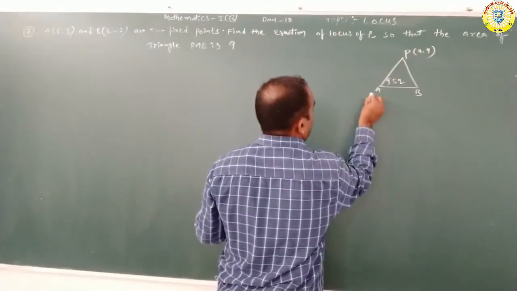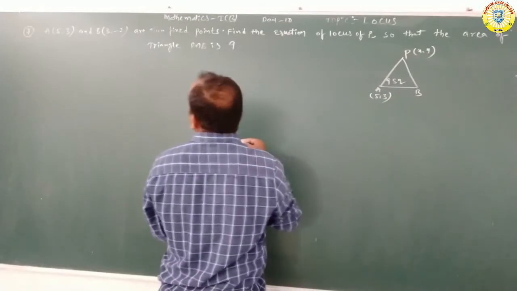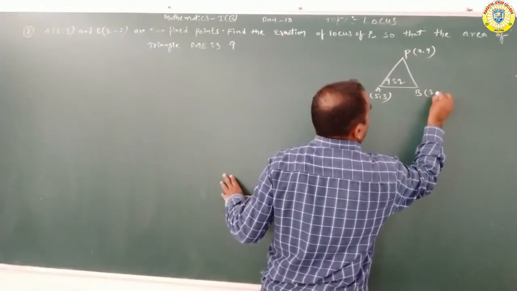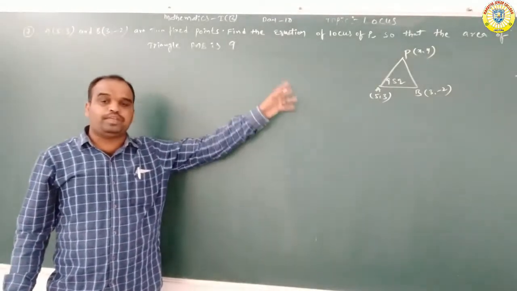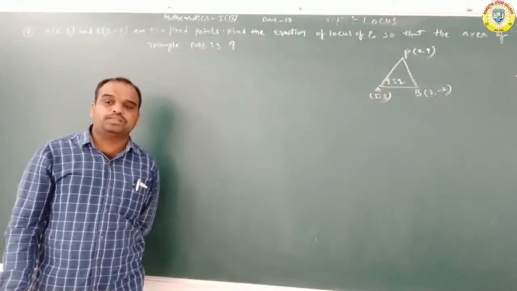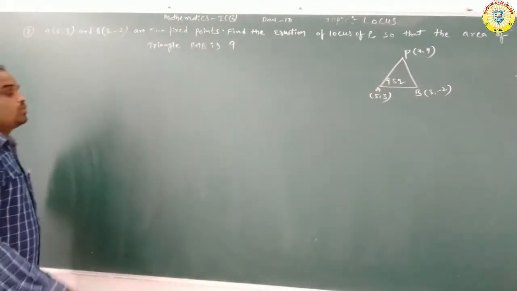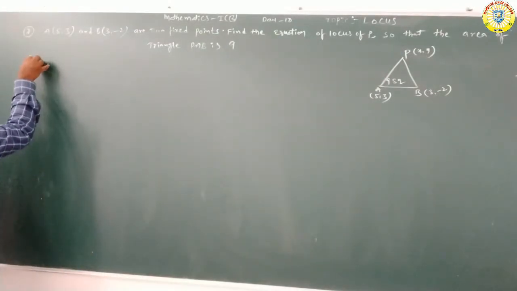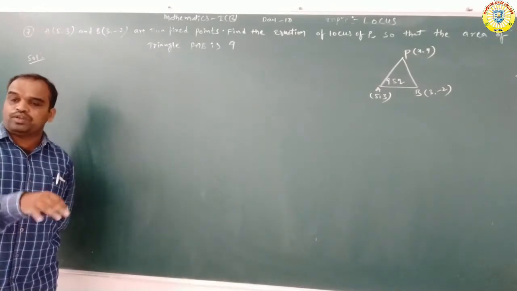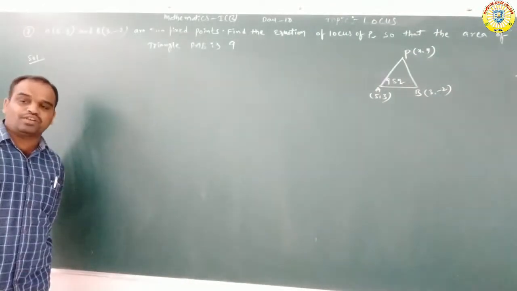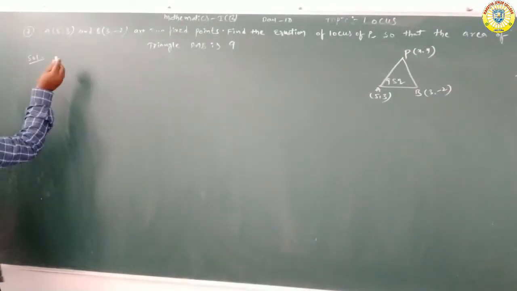A is equal to (5, 3), B is equal to (3, -2). What is given? The area of triangle PAB is 9. Okay? So same here, the area of triangle PAB is 9, our given geometrical condition. By using that condition we are simplifying our problem. So what is the common step?